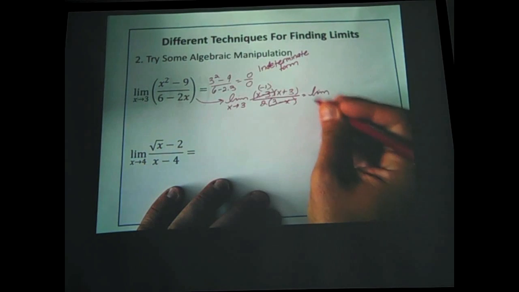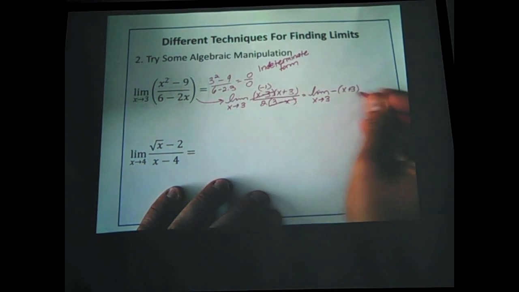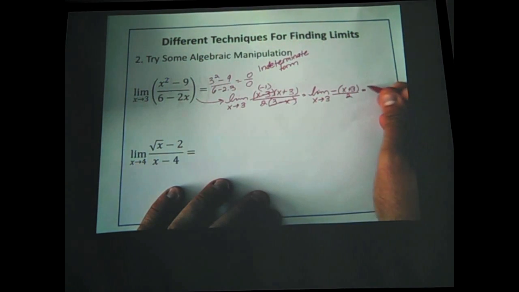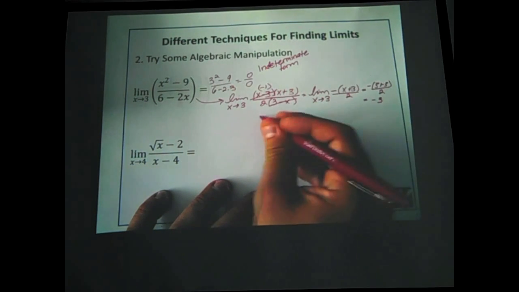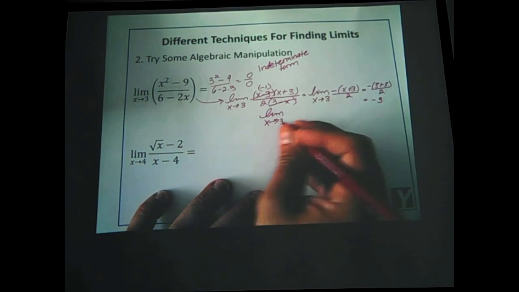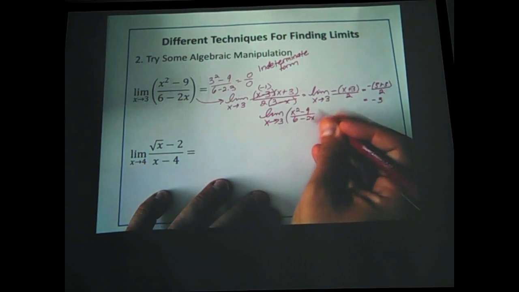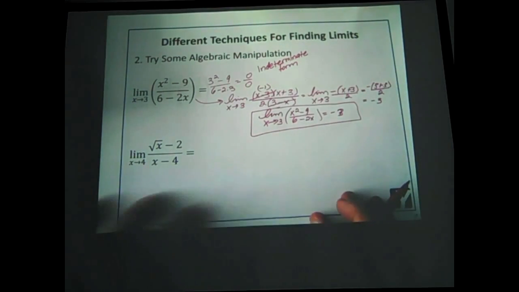We get the limit as x approaches 3 of the negative of (x plus 3) over 2. Now let's try plugging in. We get negative (3 plus 3) over 2. 3 plus 3 is 6. Make it negative. Divide by 2. Negative 3. So my conclusion would be that the limit as x approaches 3 of (x squared minus 9) over (6 minus 2x) is equal to negative 3. Done. We're happy. Move on.